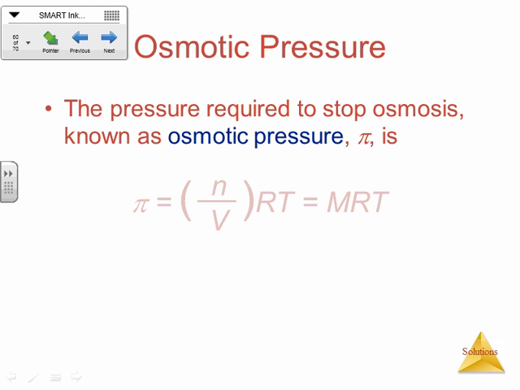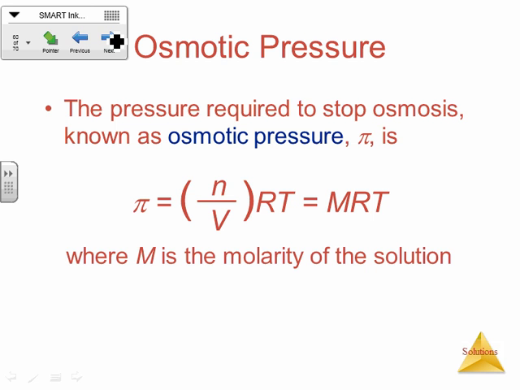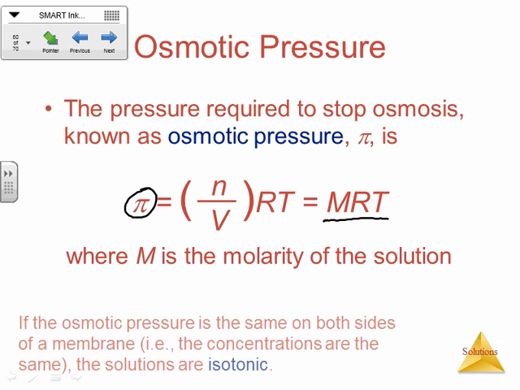The pressure required to stop osmosis is called osmotic pressure. Okay, and it's symbolized by this pi symbol here. Okay, and so the equation that you want to know is pi equals MRT. That's the main one. Now M here is molarity. Okay, in the gases it's molar mass, but here it's molarity. We're talking about solutions. It's moles per liter. Okay, so now we're back to molarity instead of molality.